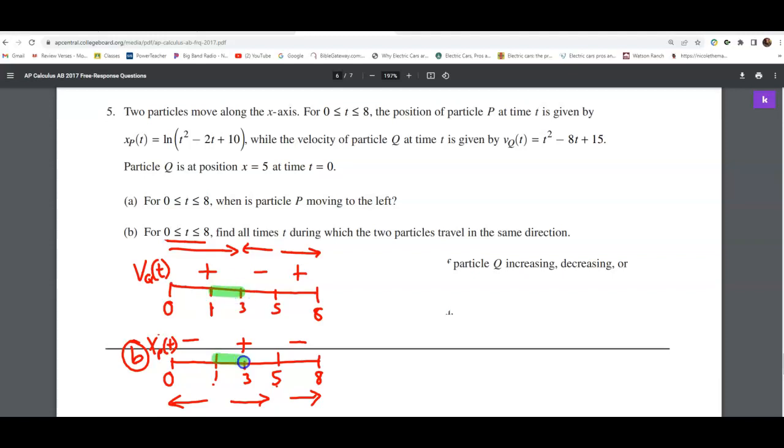How about from 1 to 3, are they moving in the same direction? Yes, this one is moving to the right, and so is this one. So there's one interval where they're moving in the same direction. Let's look at the next interval. From 3 to 5, particle Q is moving to the left, but from 3 to 5, particle P is still moving to the right, so those ones don't match. So I'll unhighlight that. And let's look at one more interval here. From here to here, particle Q is moving to the right, and from here to this one's also moving to the right. So we have two intervals where they are moving in the same direction, and those intervals are from 1 to 3 and 5 to 8.